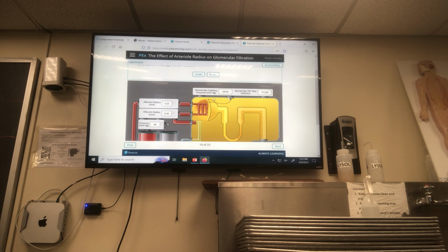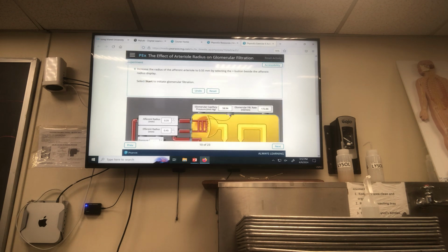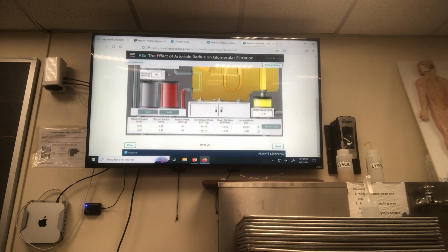So now we're just increasing. Before, we measured decreasing the afferent arteriole, dropping it. Now we're going to look at the other side, which is increasing it. But we're always going to be keeping the efferent radius constant. Record data, 0.55. Very good.